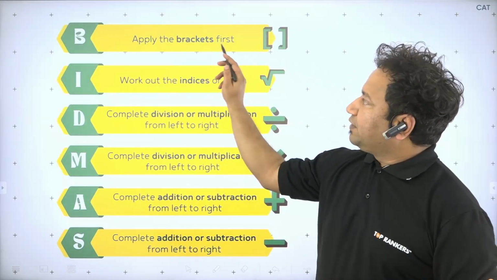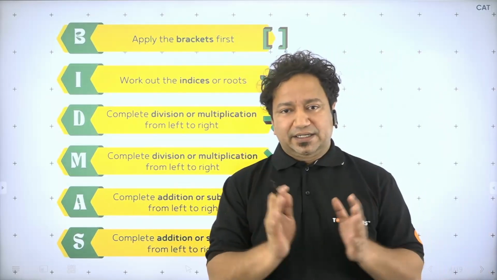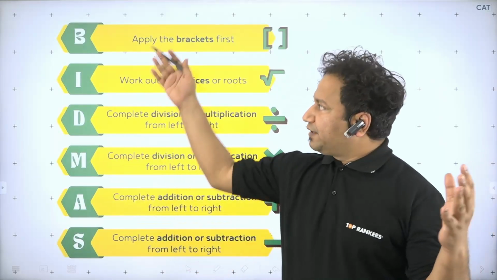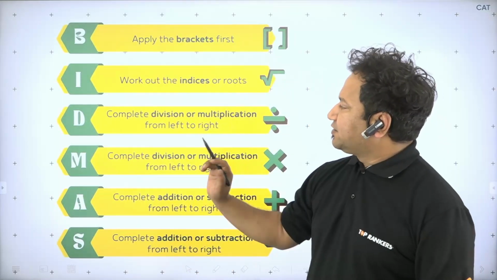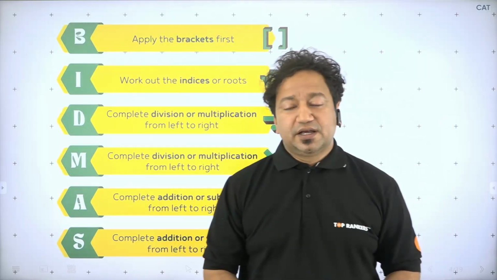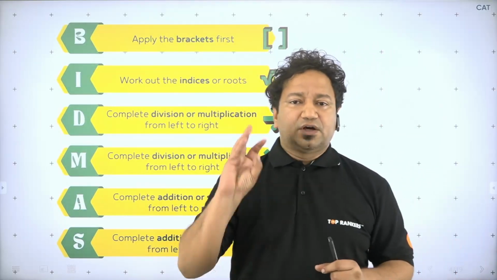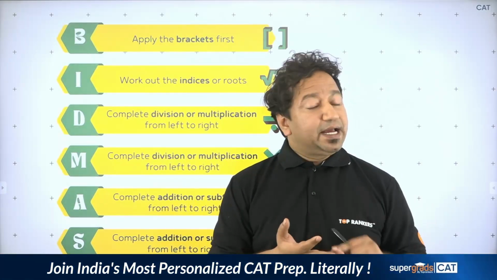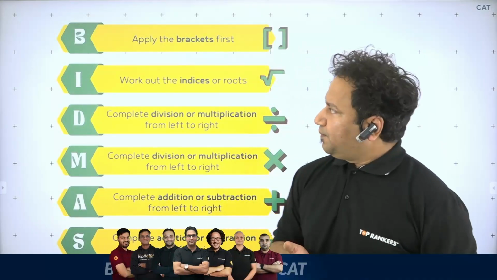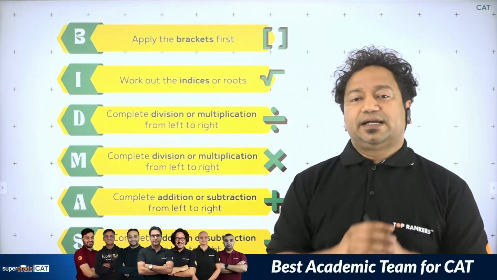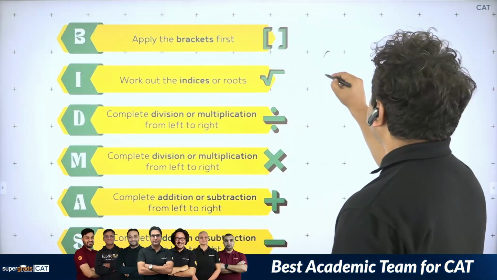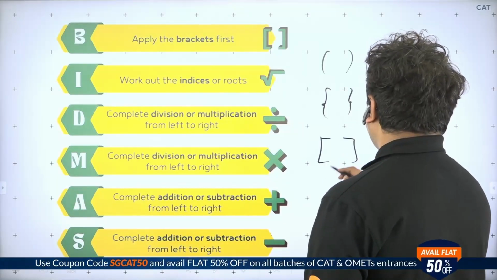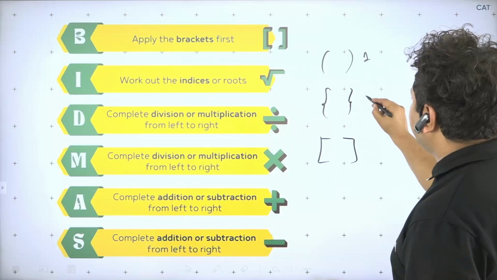First of all, we will start by applying the brackets. If we have a huge expression in which there are a lot of elements, brackets, indices, division, multiplication, addition, subtraction, the order of preference is: first solving brackets, then the indices, then division, then multiplication, then addition, and then subtraction. By the way, even in brackets, we have three different kinds. First is the simple bracket, then we have a curly bracket, and then we have a square bracket. In the order of preference, this should be solved first, then this, and then this.